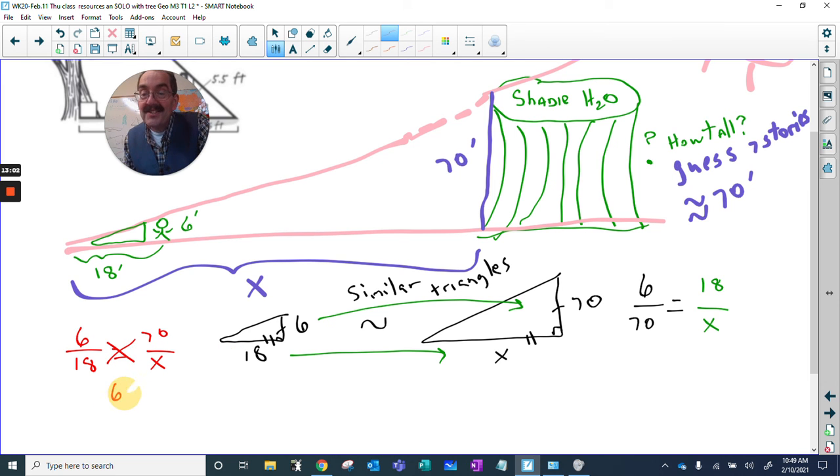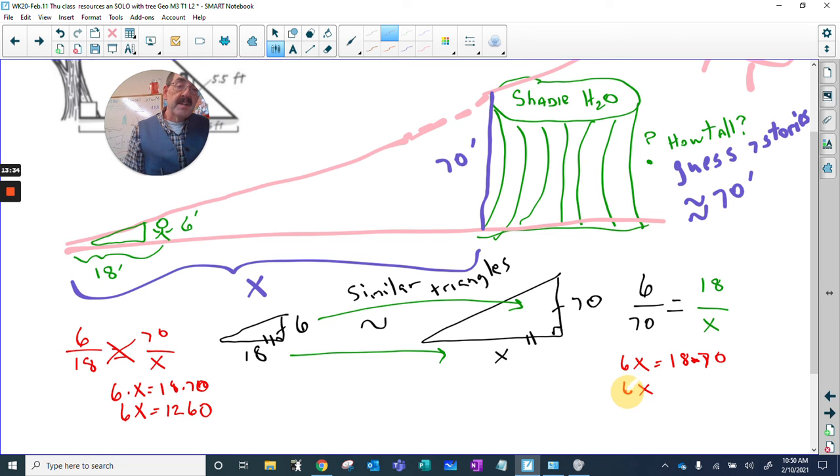6 times X equals 18 times 70. So let's grab a calculator. 18 times 70 gives us 1260. 6x equals 1260. Opposite of multiply is divide. This shadow is 210 feet long. Isn't that cool? Real world math.